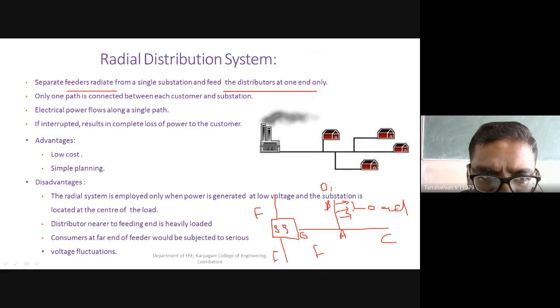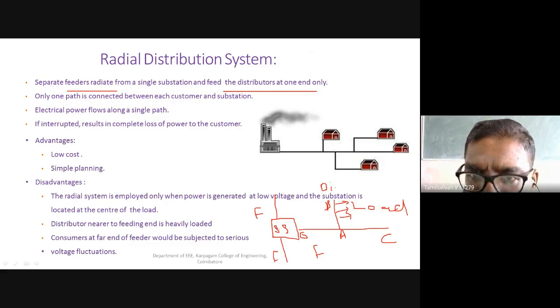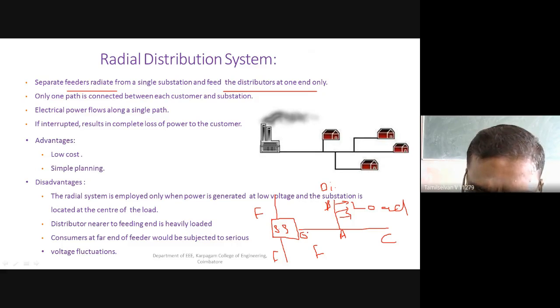So a single separate feeder will originate from our substation, and that feeder will deliver power to the distributor at only one end. The distributor is fed from one end. Where there is no need for low voltage, there won't be any transformer.